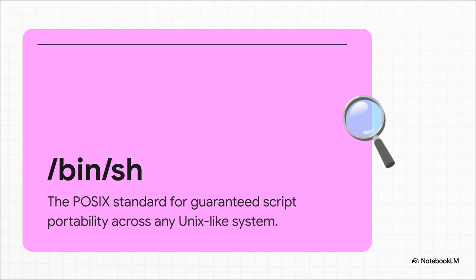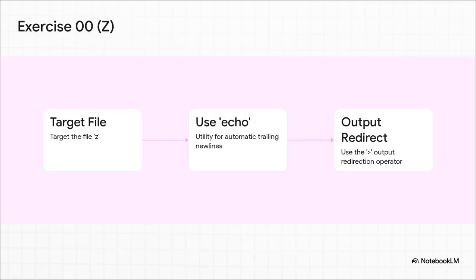By explicitly writing for it, we are virtually guaranteeing that our scripts will survive and function on almost any Unix-like system ever built in history. I mean, whether you're writing code for a tiny embedded server or the navigation system on a literal spaceship, standardizing on Shell ensures your logic is completely bulletproof. Let's tackle our very first challenge together, Exercise 00.